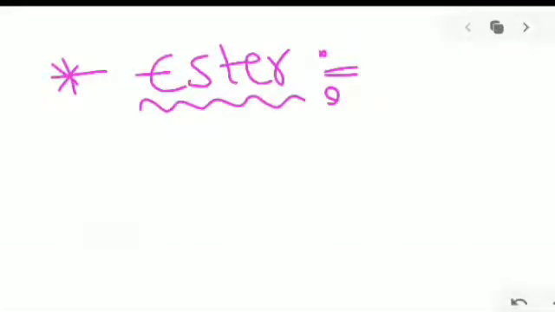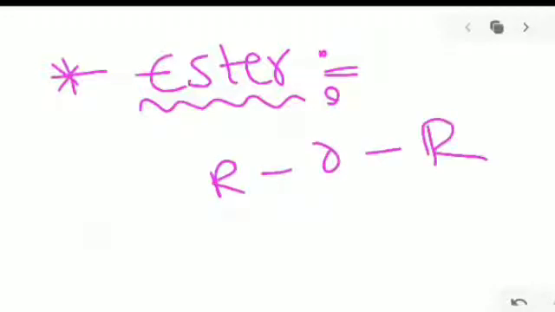In the last class we discussed ethers. In ethers and esters, the difference is small. In ethers there is an oxygen between two alkyl groups, so two alkyl groups are attached to the oxygen only. That is the ether.